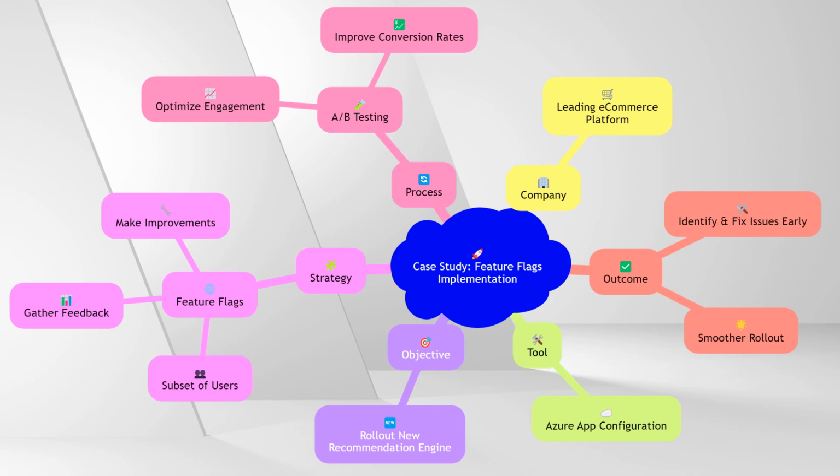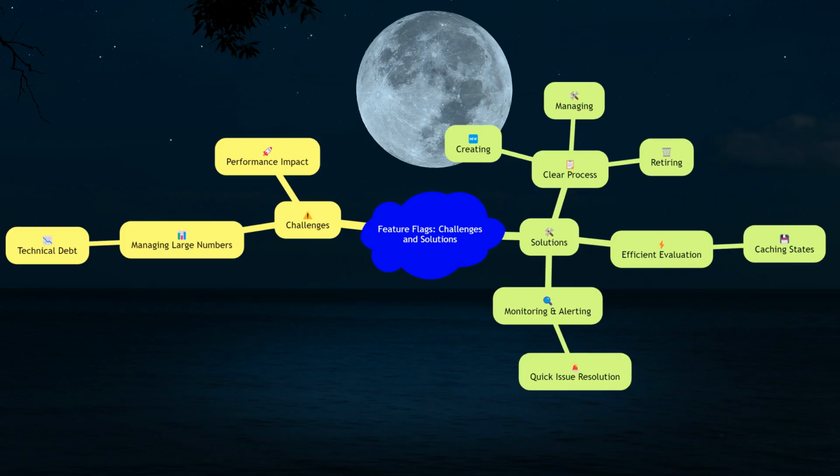The company also used feature flags to perform A/B testing, which helped them optimize the recommendation engine for better user engagement and conversion rates. While feature flags offer many advantages, they also come with challenges. One common challenge is managing a large number of feature flags, which can become overwhelming and lead to technical debt. To address this, it's important to establish a clear process for creating, managing, and retiring feature flags.